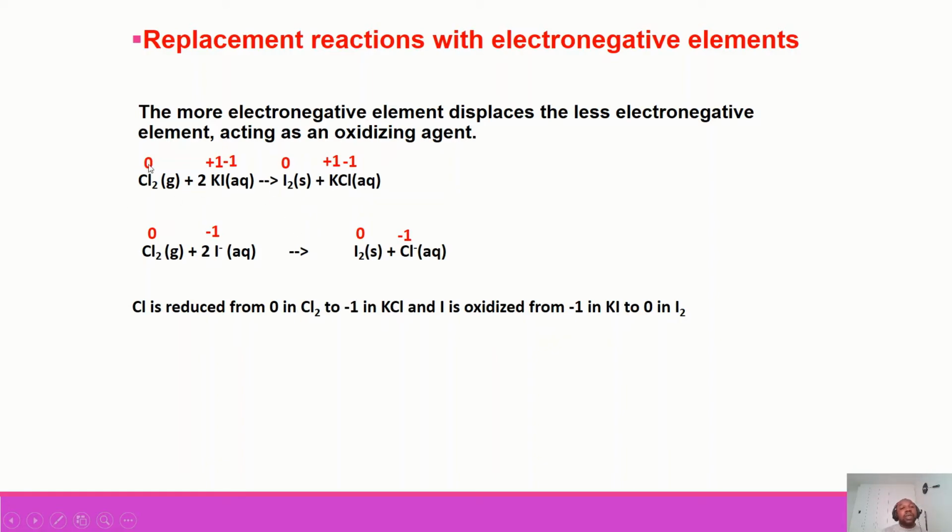So that's why you can see chlorine is from 0 to -1, and then iodine is moving from -1 to 0. That is oxidation, and this chlorine is being reduced. So you can see this is going to be the general reaction. Chlorine is moving from 0 to -1, and iodide ion is moving from -1 to 0.